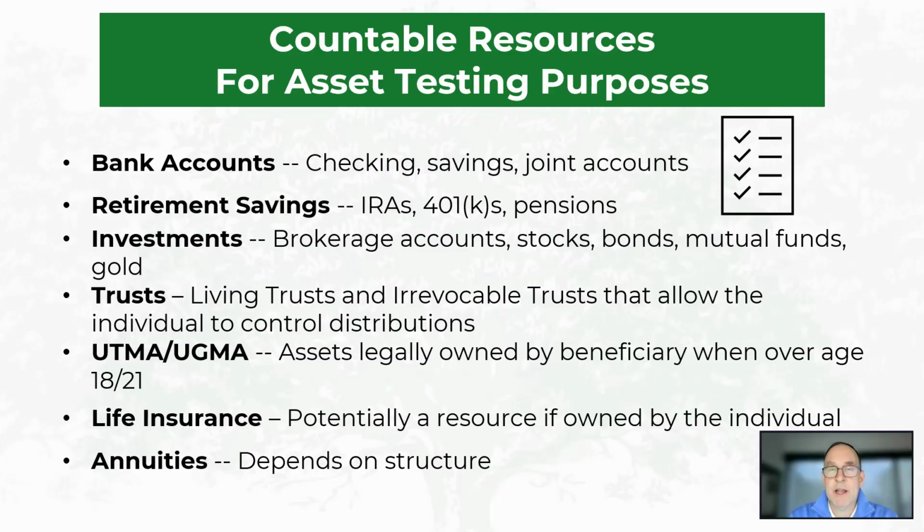Basic custodial accounts, known as UTMA or UGMA accounts, that are typically opened by parents for their loved ones, which become the loved one's own account when they turn 18 or 21, depending on the state, those accounts are also includable. Also, life insurance, in some cases, if the individual owns the account and there's a cash value in the policy, that can be counted towards the $2,000 limit, and certain annuities as well.